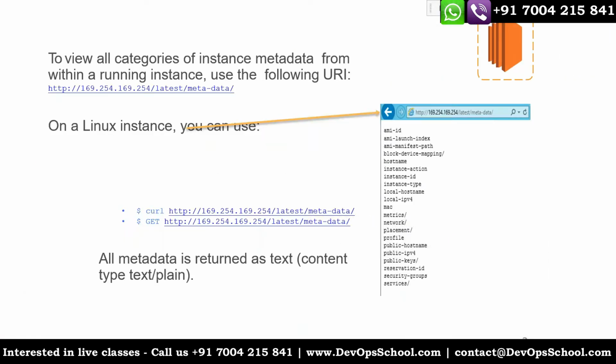See here. To view all categories of instance metadata from within the running instance, use the following URL. That IP address and the latest and metadata, you can type it, and then you can get the latest metadata. Now this IP address is fixed on a Linux instance. You can use the same IP address, and then curl and get, you can do that, and you can get the metadata. So this is the way to get it. You can browse in Windows, you can curl through Linux and stuff like that, and you can get the metadata.